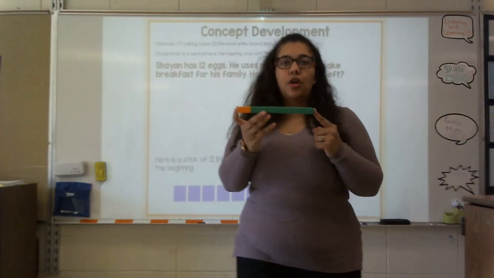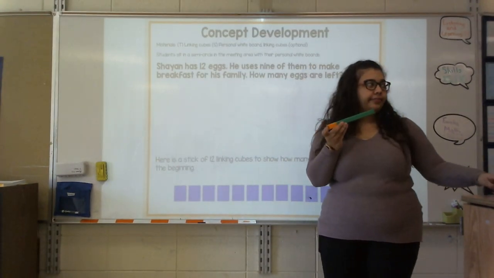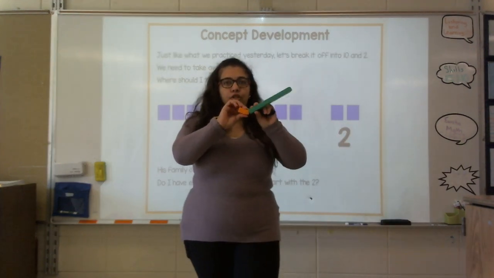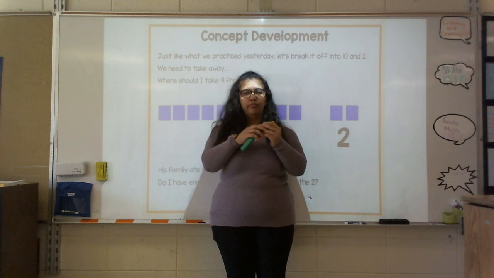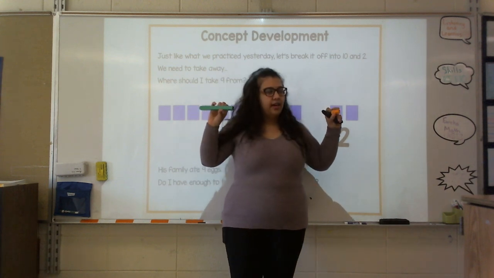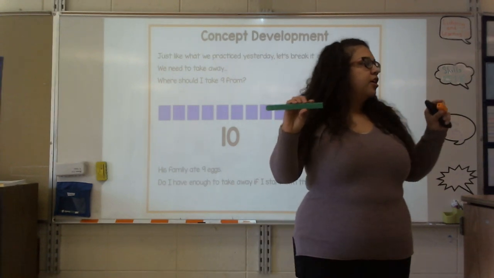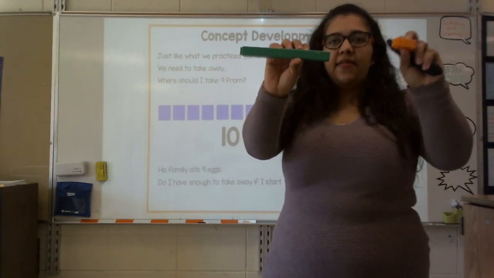So look, here are my 12 showing Cheyenne's eggs in the beginning. We want to take away 9 of them. Let's split this into group 10 and 2. 10 and 2. There are little groups. And his family ate 9 of the eggs. Do I have enough to take away 9 if I start with this group of 2?